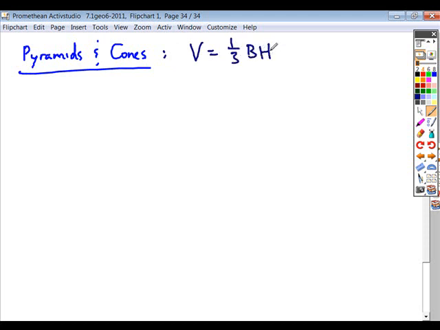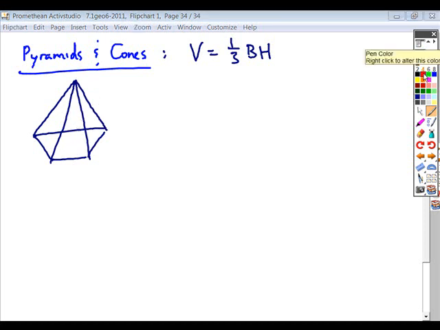And the biggest mistake students make on this is they forget the 1/3. And so be very careful with that. Make sure you are aware of it. If I gave you, let's say, a trapezoidal pyramid with the following measures.